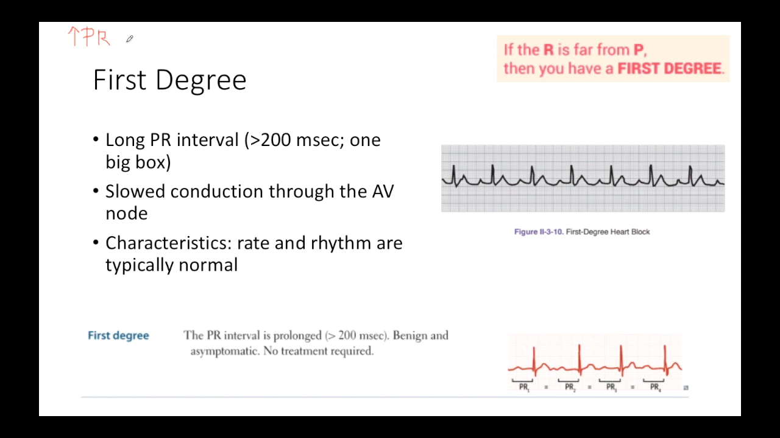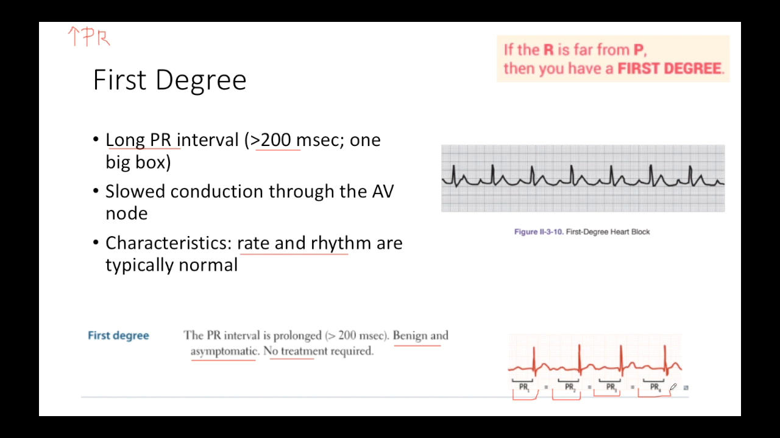So in first degree heart block, like I said, we have a long PR interval, so greater than 200 milliseconds, where there is slowed conduction through the AV node, but rate and rhythm are typically normal. So this is a benign and asymptomatic condition. It doesn't necessarily need treatment. We're just having a longer differentiation between the atrial conduction and the ventricular conduction.